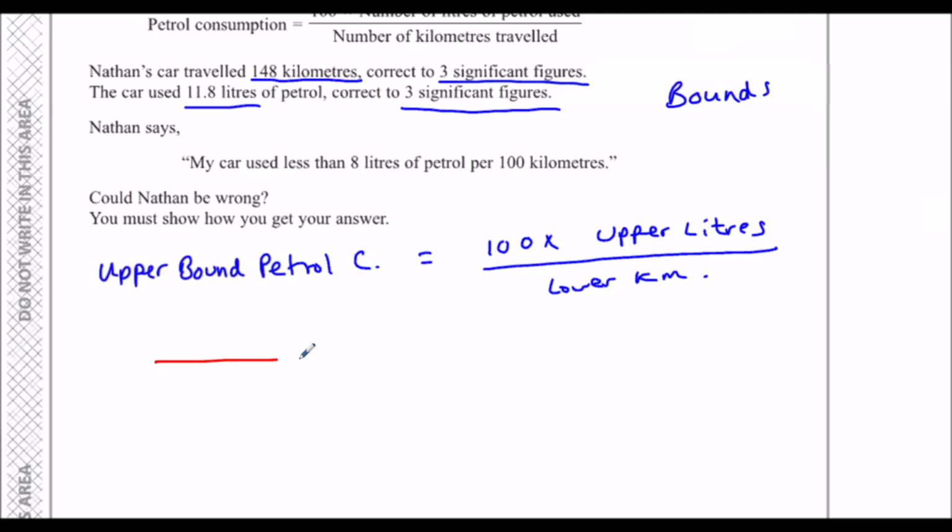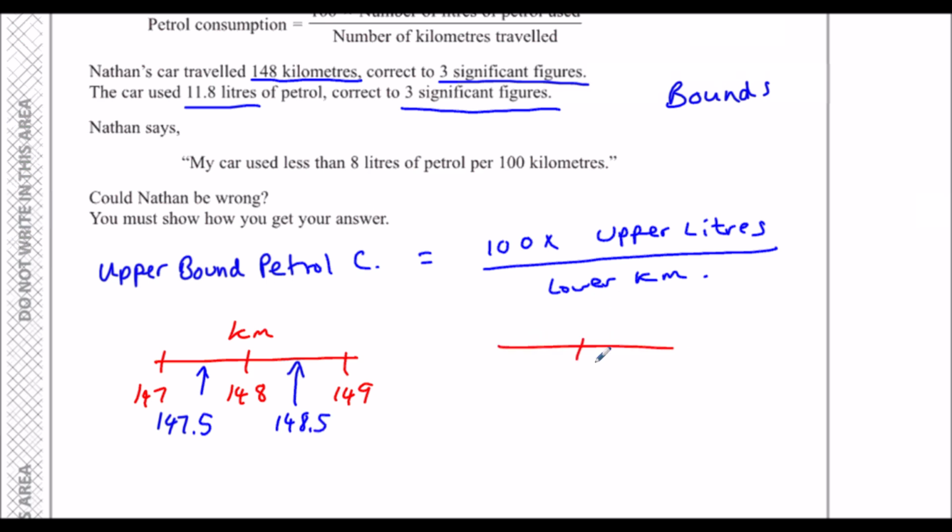So for kilometres, we've got 148. The one up's 149. The one below is 147. So the bounds are 147.5 and 148.5. And for litres, we've got 11.8. The one up's 11.9. The one below is 11.7. So we've got 11.75 and 11.85.